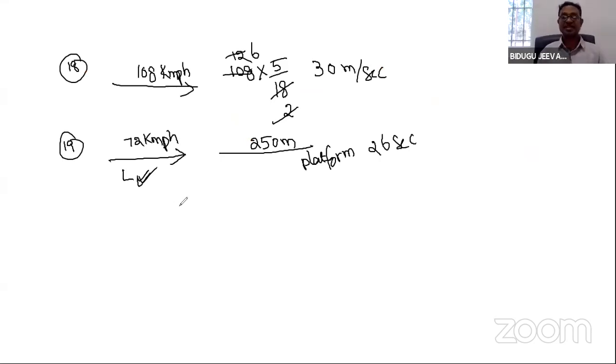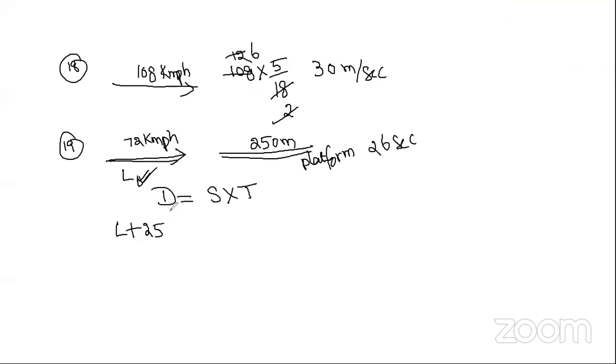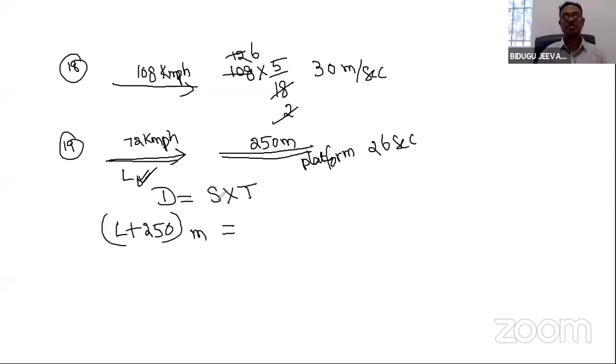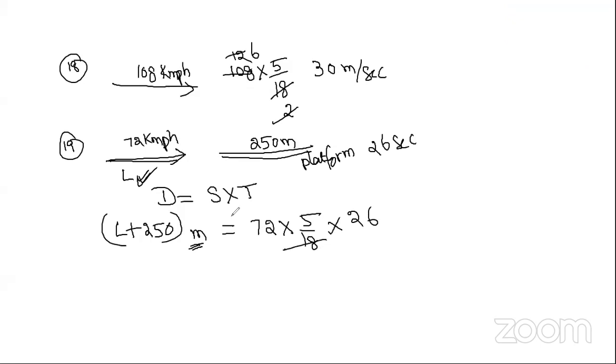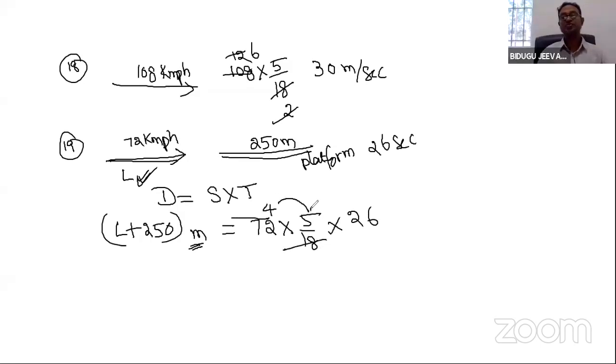Length comes under distance. Now, distance is equal to speed into time. When the train is crossing, the distance is train length plus platform length, in meters. Now, speed is given, so train length L plus 250 equals 72 into 5 by 18, because here we need meters, into time taken 26. 18 4s are 72, 4 into 26 is 520. Now, L is equal to 520 minus 250. It's absolutely 270 is the answer. 270 meters is the length of the train.